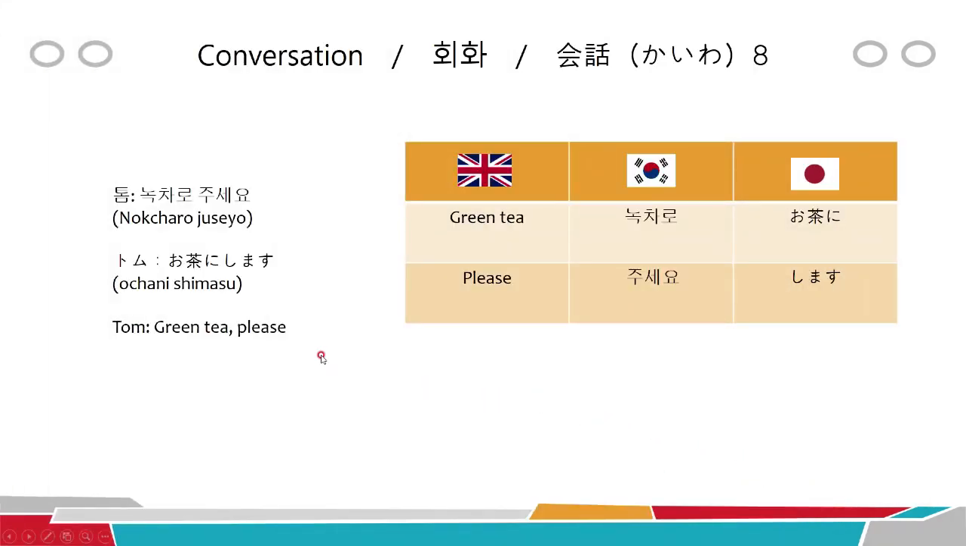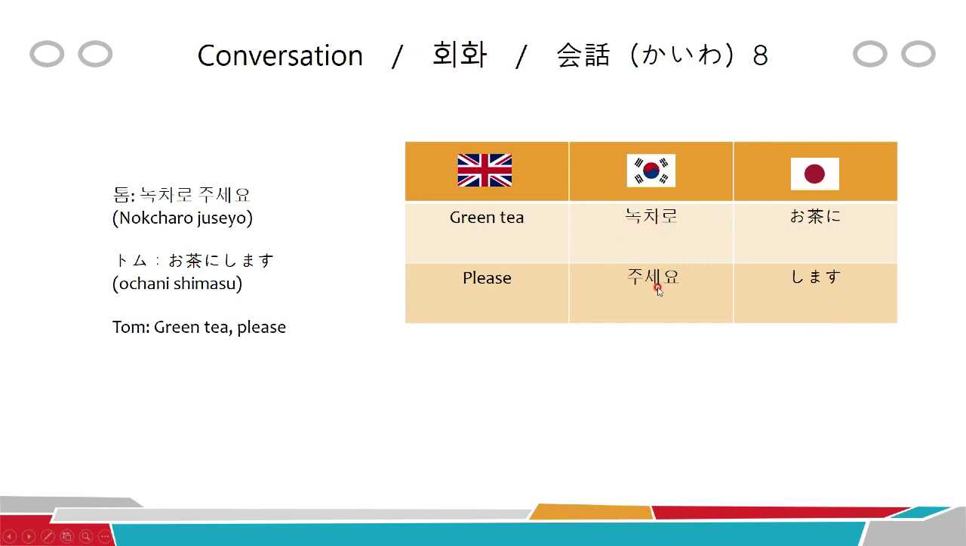Last part of the conversation is 녹차로 주세요. お茶にします. Green tea, please. Green tea. In Korean, 녹차로. In Japanese, お茶に. Please is 주세요. In Japanese, shimasu. Put together, green tea please.